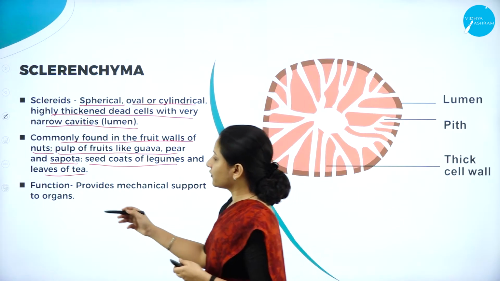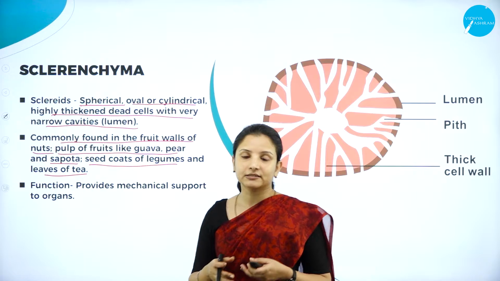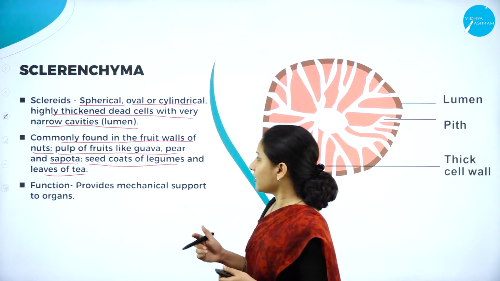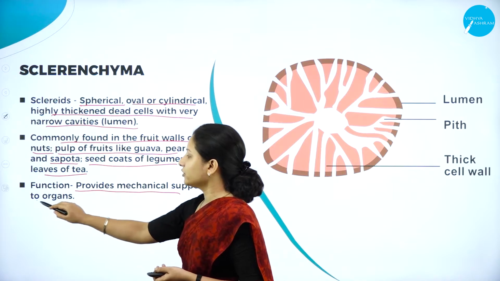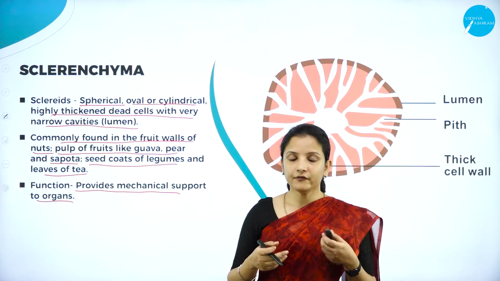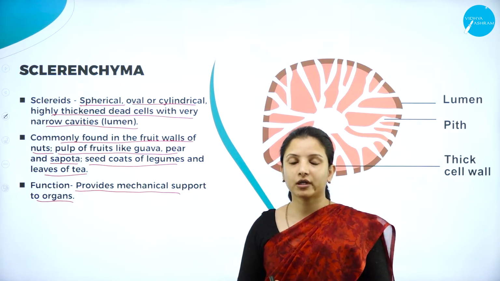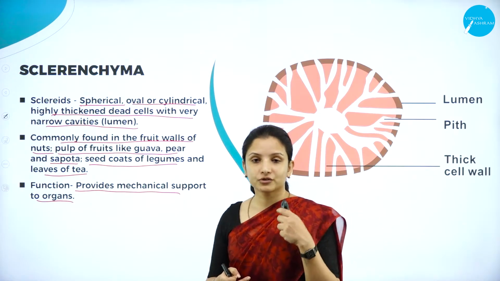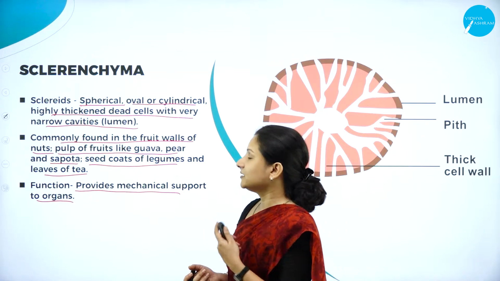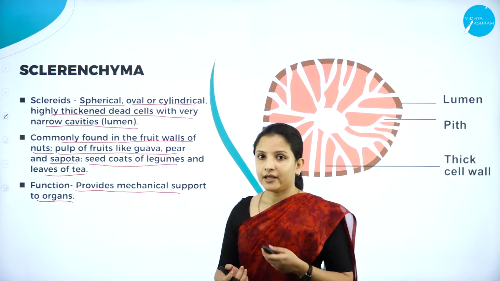The main function of the Sclerenchyma, especially the sclerites, is that they provide mechanical support to the organ. So for the movement of the plant organ, and for the rigidity of the plant organ, or for the plant organ to stand upright, for all that, Sclerenchyma usually helps.